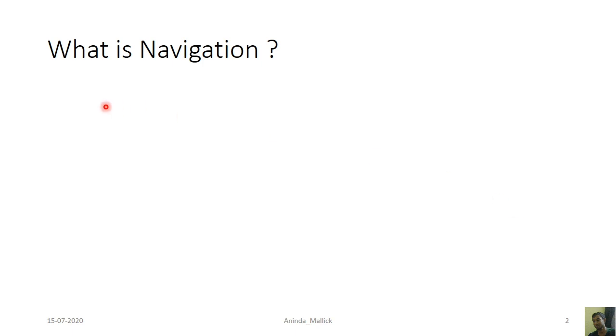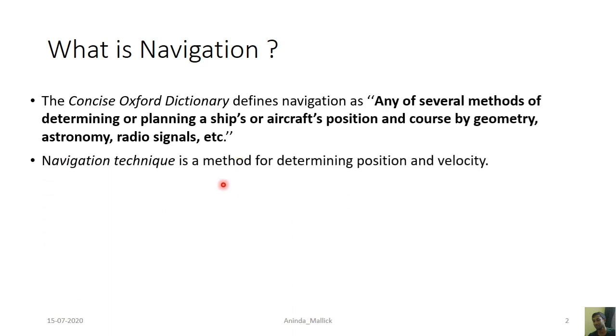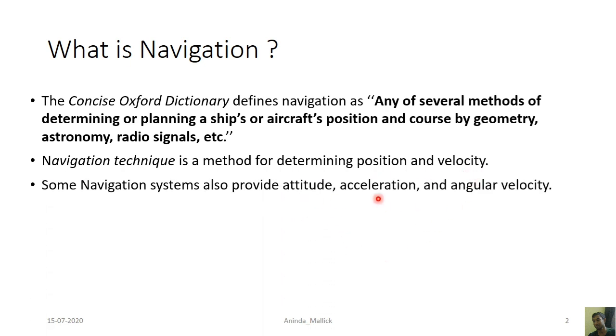First, you have to know what is navigation. According to the Oxford Dictionary, navigation is any of several methods of determining or planning a ship's or an aircraft's position and course by geometry, astronomy, radio signal, etc. It is a little bit confusing, but don't worry, forget about it. In a simpler way, navigation is a technique to determine the position and velocity of any object or vehicle on the Earth's surface. And not only the position and velocity, but also the attitude, acceleration, and angular velocity.